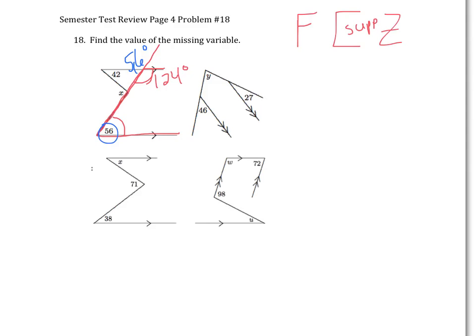Now, we're going to employ one more theorem here. X is an exterior angle to the triangle over here. So just a reminder that an exterior angle is equal to the sum of the two non-adjacent interior angles. So looking at this, we know that X is going to equal 42 plus 56. So X in this case is 98 degrees.